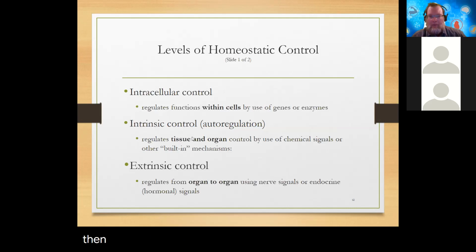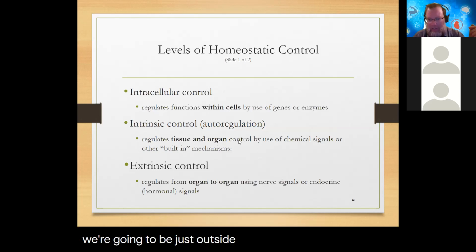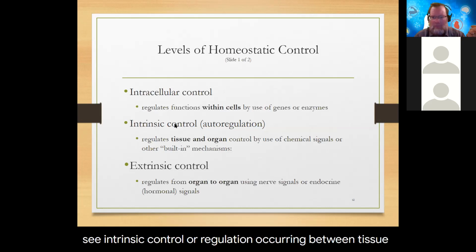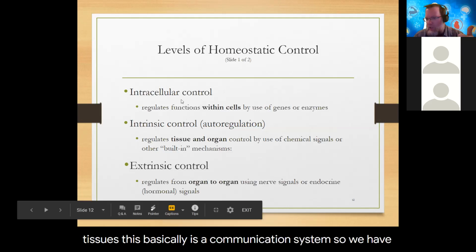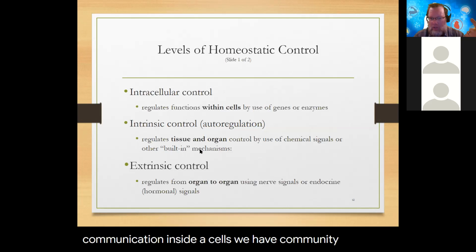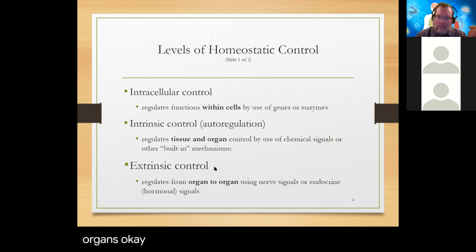Okay, and then we have intrinsic, which is sort of like intracellular, but we are going to be in the body, but not inside of the cells. So we're going to be just outside of the cells. So we're going to see intrinsic control or regulation occurring between tissues. This basically is a communication system. So we have communication inside of cells, we have communication between cells and tissues and organs, and then certainly organs communicate with one another.